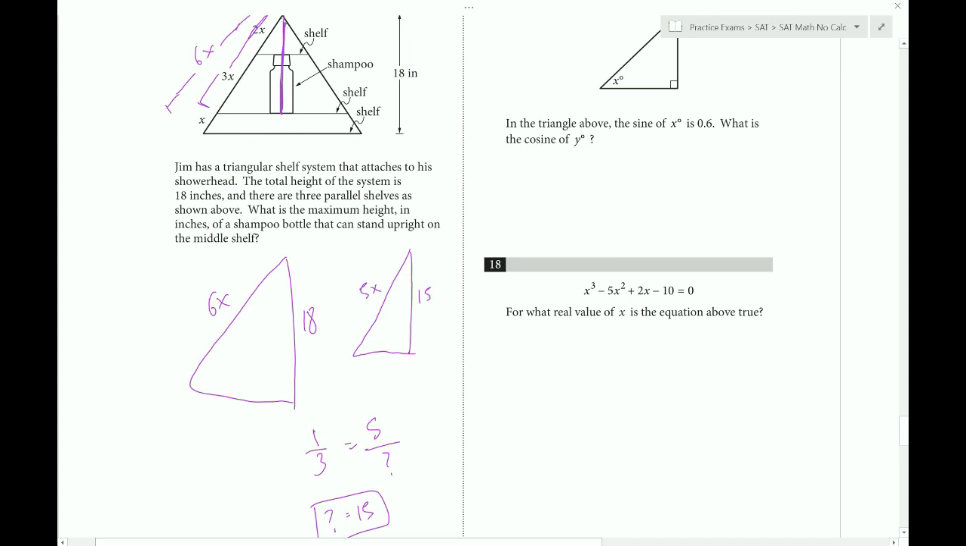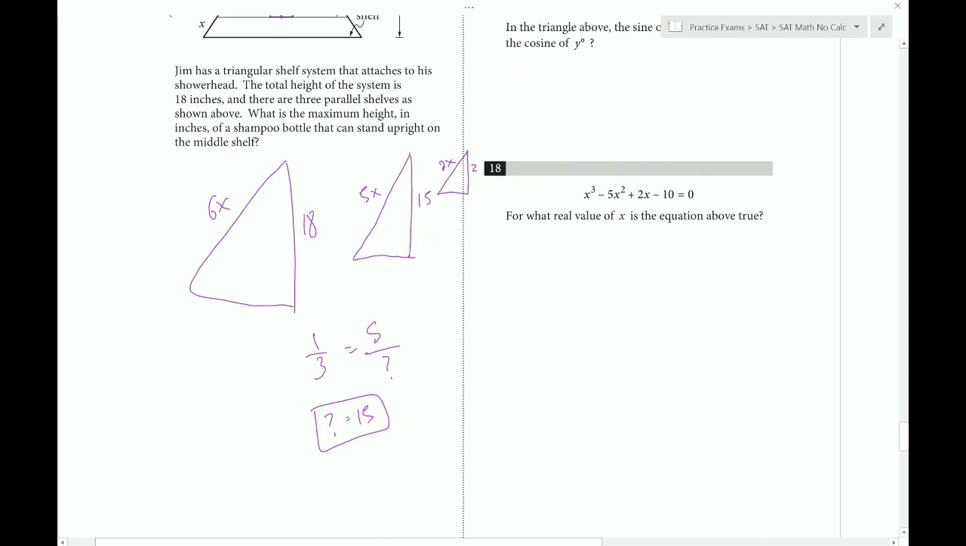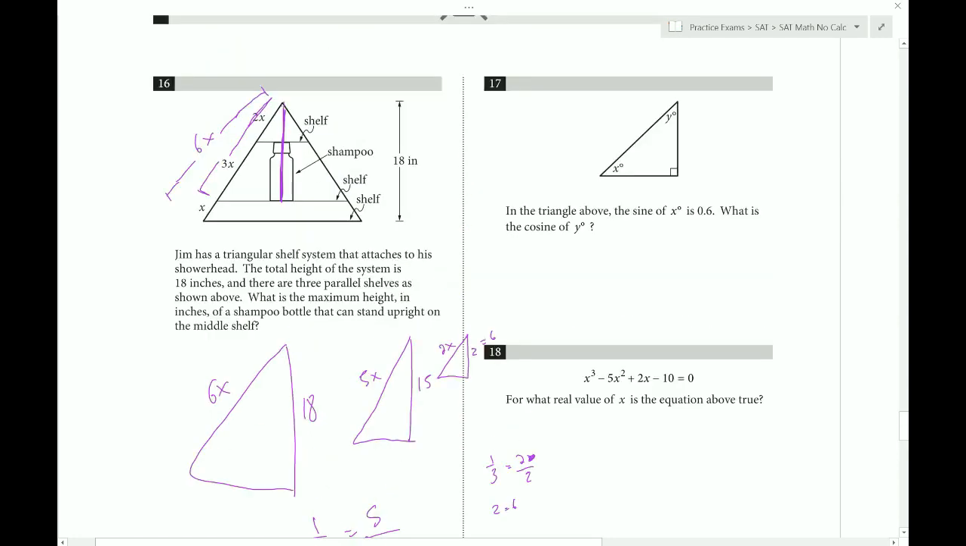And now we can use this teeny tiny triangle up at the top. So it has a 2x here, and let's call this z for that small height. And again, we can use similar triangles. So 5x over 15 equals 2x over z. And again, the x's will cancel out, and we'll get 1/3 on the left side here. And again, we cross multiply and get z is equal to 6. So this tiny z here is 6. So now, as we said before, we want to do the total thing minus the small one. So that would be 15 minus 6, which equals 9. So that's our answer for question 16.